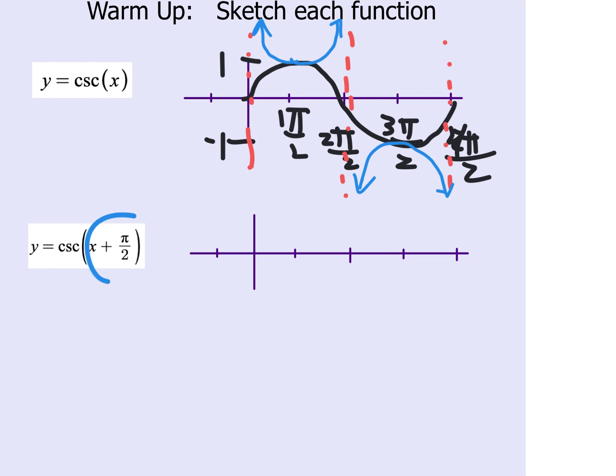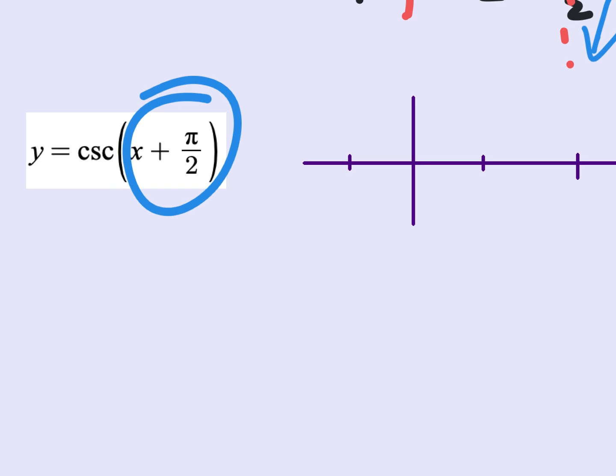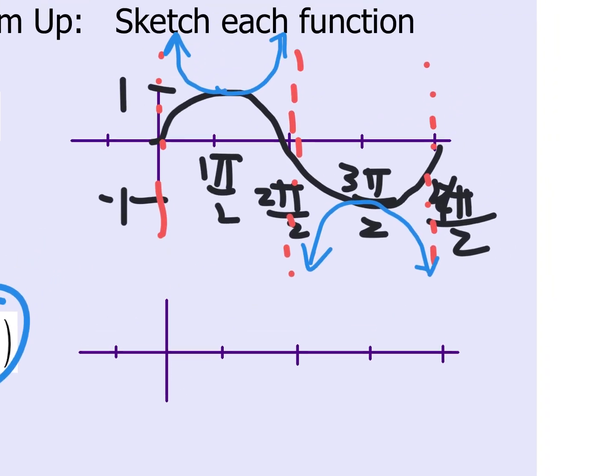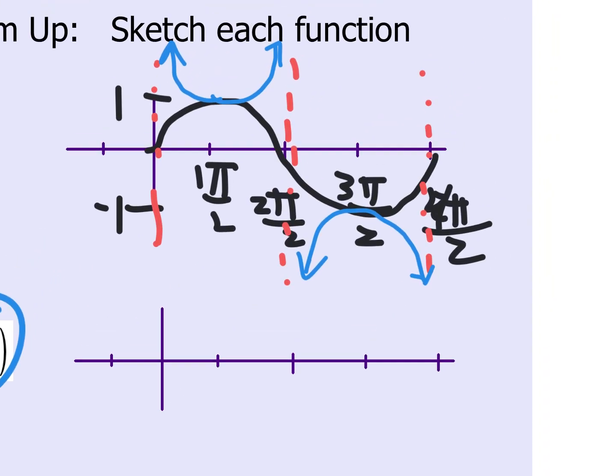But let's do this little tweak, which is push it which way? That's called a phase shift. Left or right? Left. That's left pi over 2. So the first thing I would do is try to figure out how far is pi over 2. And then I would draw arrows to the left for all the key stuff.